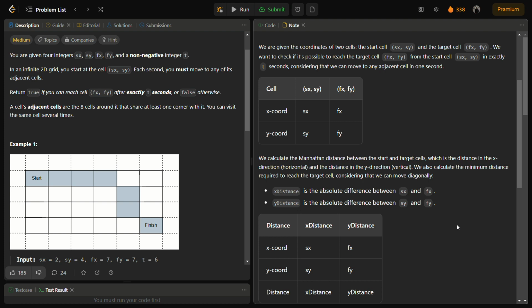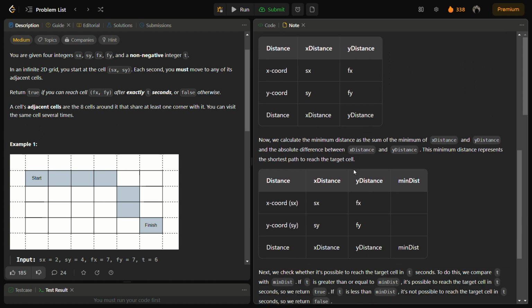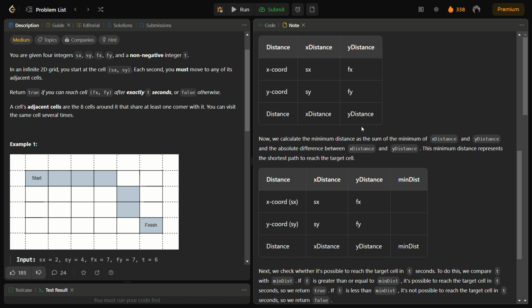So you can see we have taken the x distance and the y distance. So x distance is basically sx minus fx, and the y distance is fy minus sy, and we have taken the mod of these. So this is my x distance and y distance.